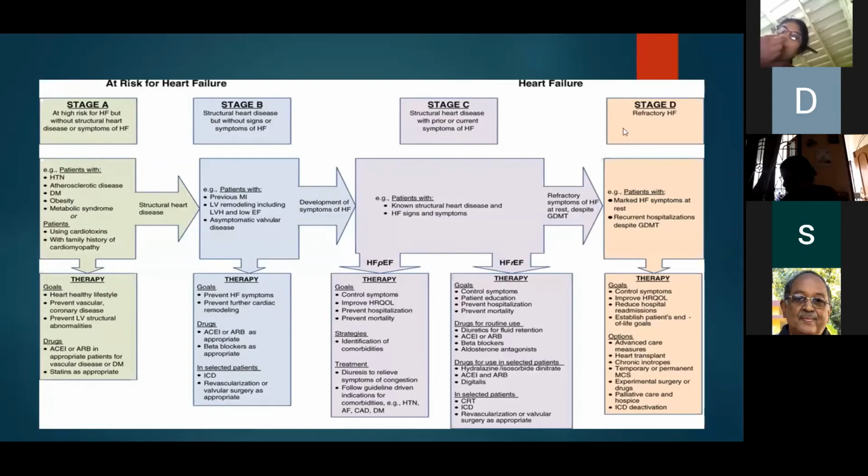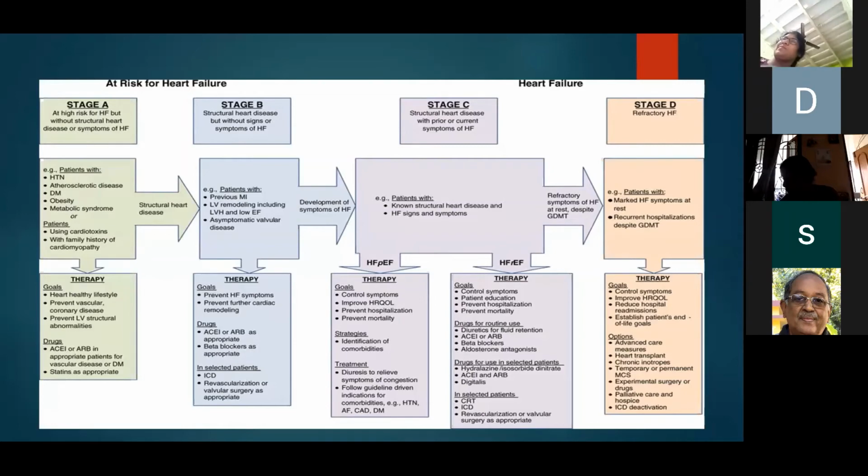Now, we move on to stage D, wherein the patient has marked heart failure symptoms at rest, recurrent hospitalization despite guided medical therapy. These guidelines determined medical therapy is GDMT, okay, guidelines determined medical therapy. So what happens is recurrent hospitalizations, even with prior adjustments of ACE inhibitors, beta blockers, etc., in the past few months, they've had repeated admissions.